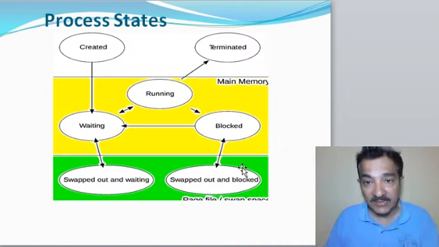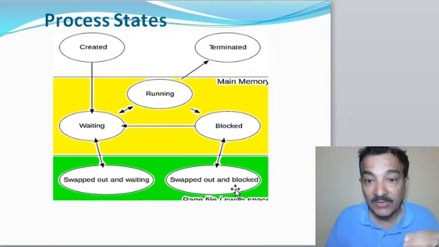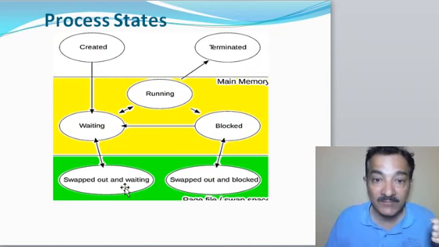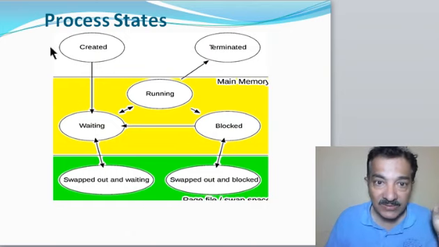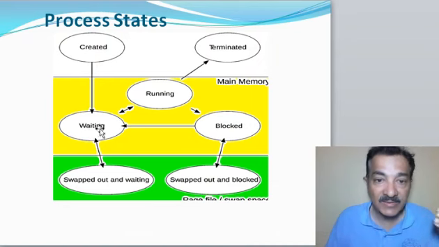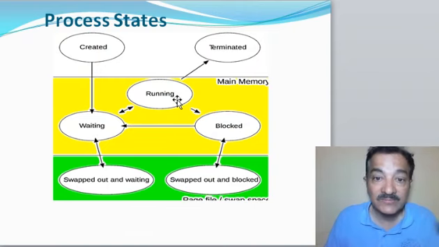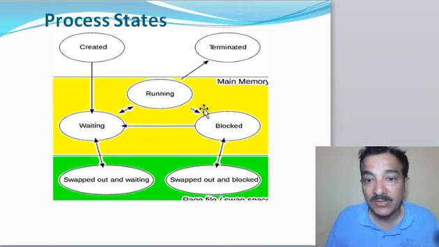Now this is again the same state machine diagram, but here we have 2 extra states, that is swapped out and blocked, and swapped out and waiting. Let us look at this process state diagram. When the process gets created, it again comes to this waiting queue. This is the ready queue, and it is given for execution, scheduled. Once the timeout is over, it will either be brought back to the ready queue, or if some IO operation has to happen, it will be in the blocked state.